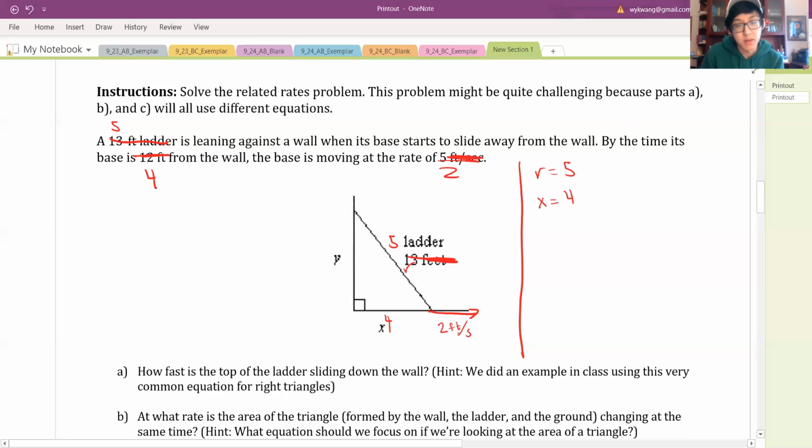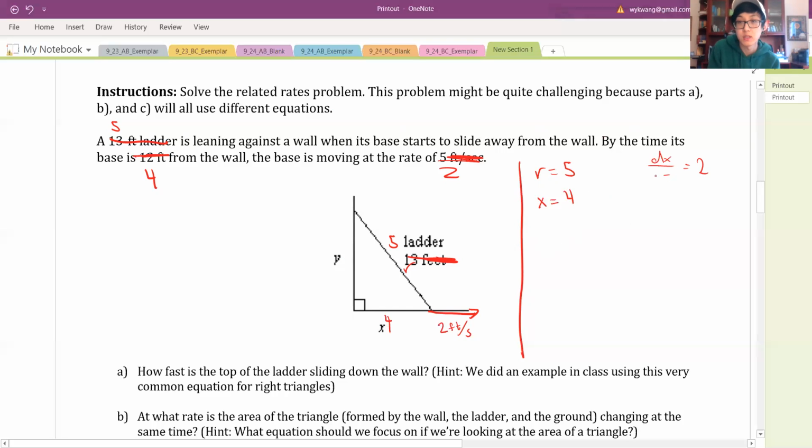So 2 feet per second. Well, what does that really mean? That's the change in x over change in time, so that's dx over dt. I'll write the rates over here. We're told that dx over dt is equal to 2. That's all we know right now, those are the values we're given. So let's just try to solve the problem. Let's try to solve part A.